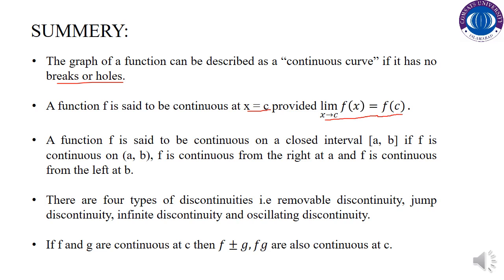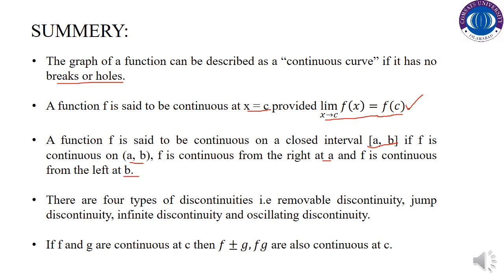This third condition is very important for continuity of a function at a point. If you satisfy this third condition, you prove continuity at any point c. A function f is said to be continuous on the closed interval. If you have to find continuity on a closed interval, you have to find the continuity at the interior points, and you have to find the continuity at boundary points.